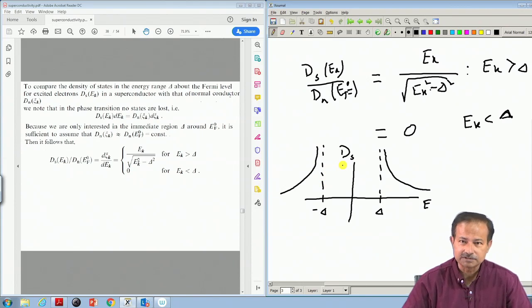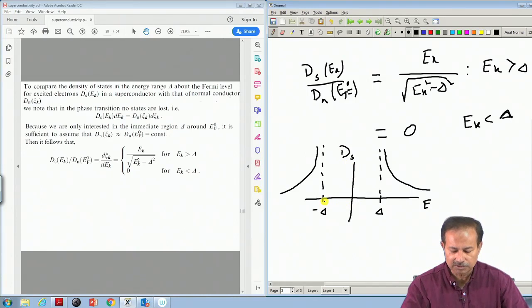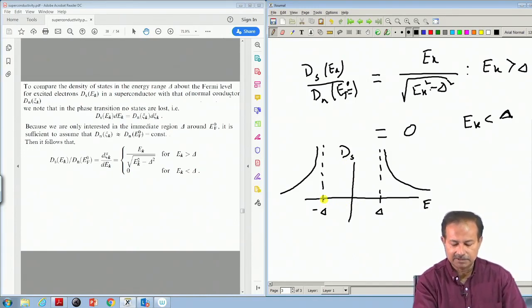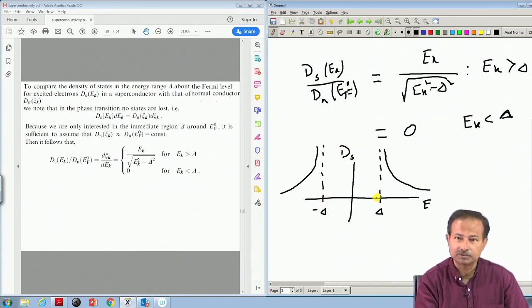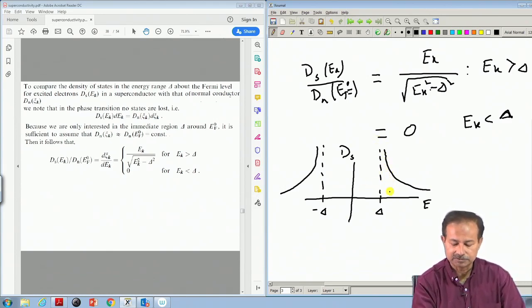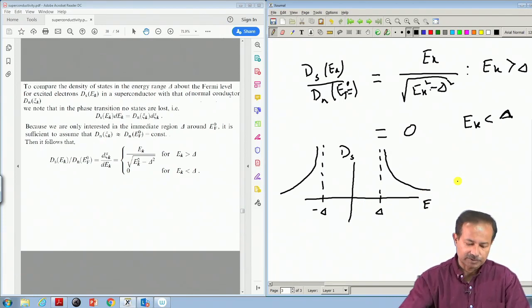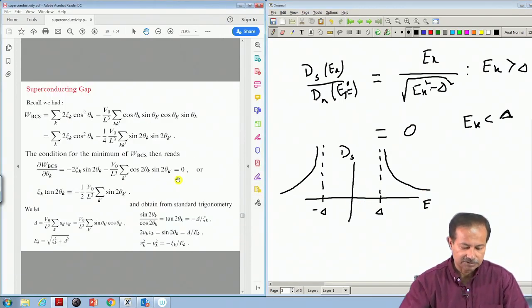You have not lost any states, of course, that is how we calculated it. But of course you do not have any density of states here, which you had originally. You had originally density of states here, whereas now in the gap there are no states. Those states have all been pushed up or down, and you have this huge pile up of density of states close to delta. At large energies, of course, it again goes back to the original density of states.